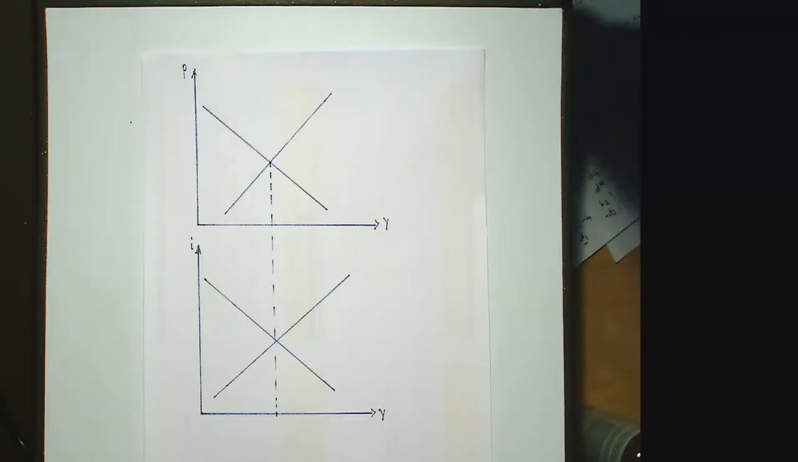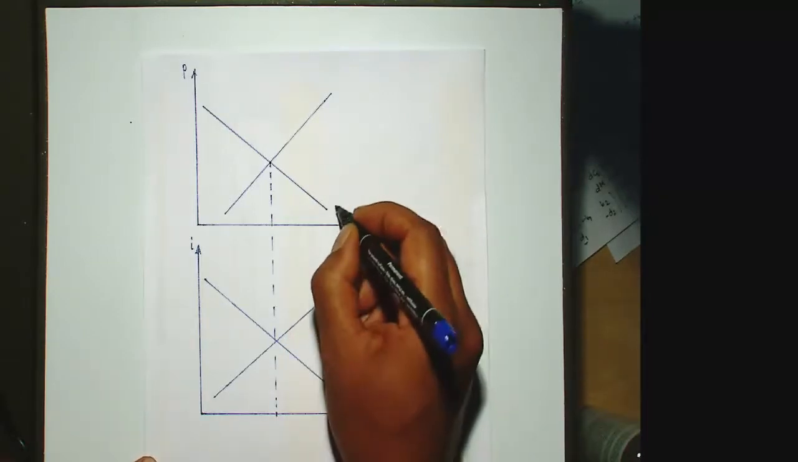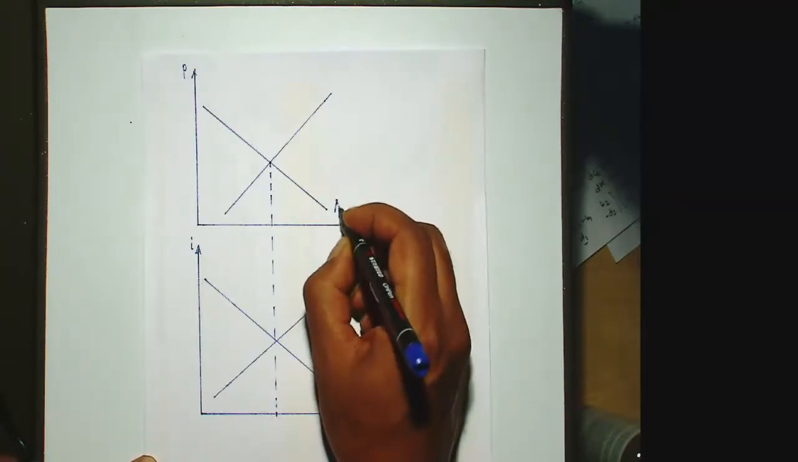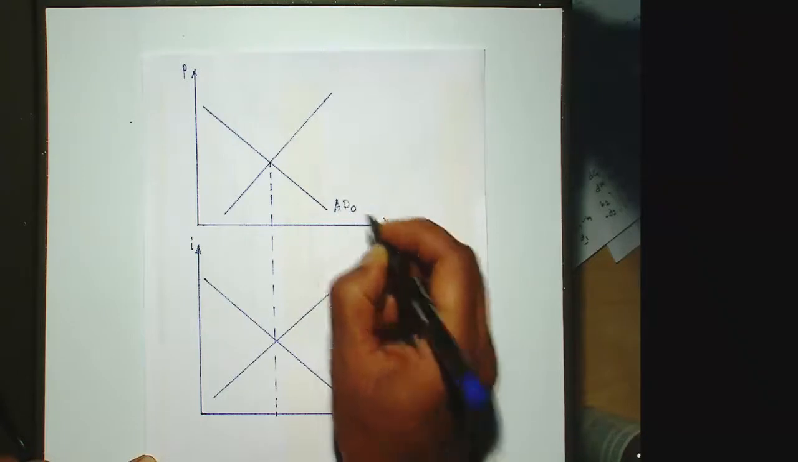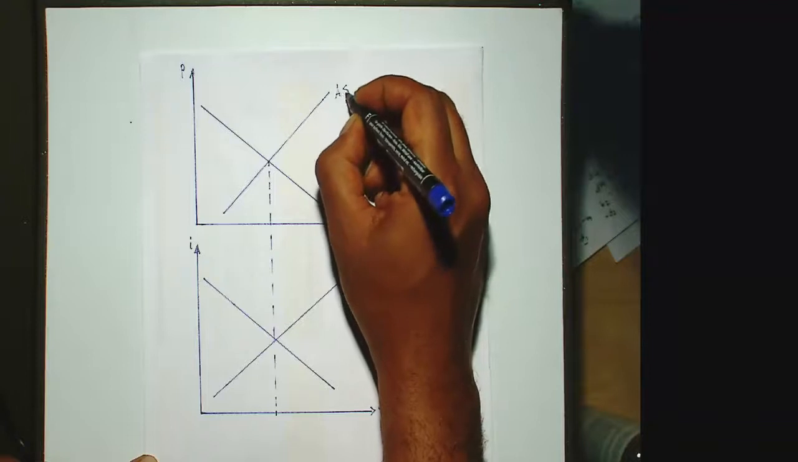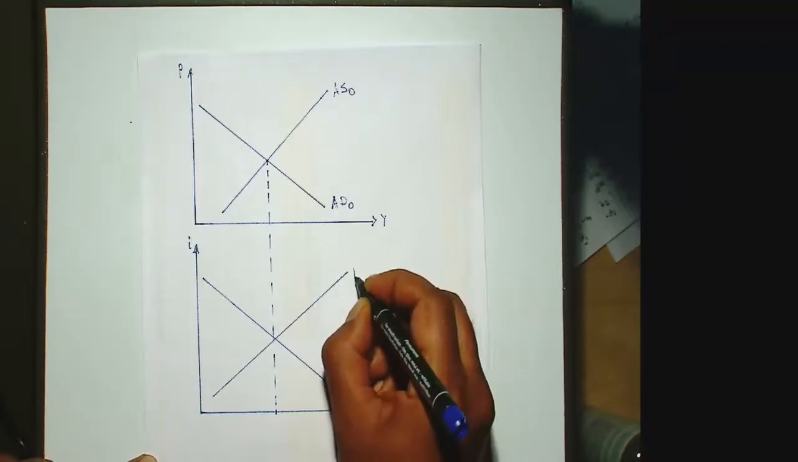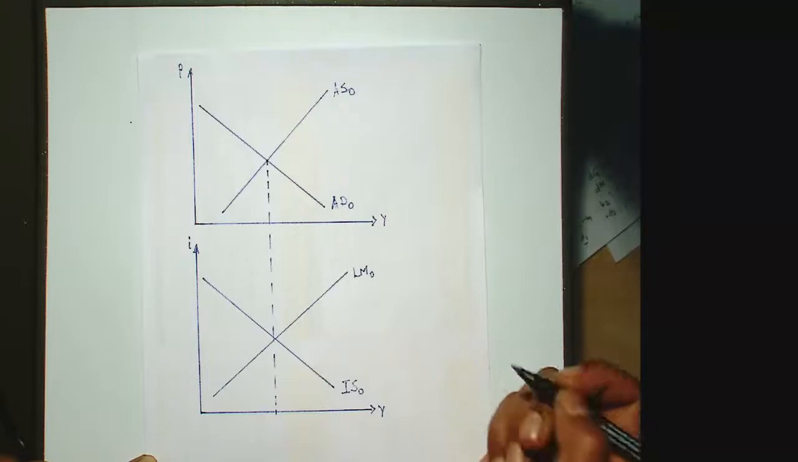For that, we have already a pre-set up of our ASAD and ISLM model. We would just put the levels so as to know which curve is representing what. So this curve is representing our aggregate demand at 0, and this is our aggregate supply at 0. In our ISLM model, we have IS 0 and LM 0.